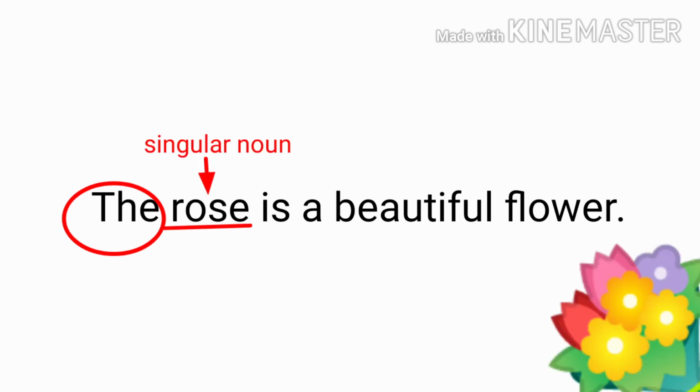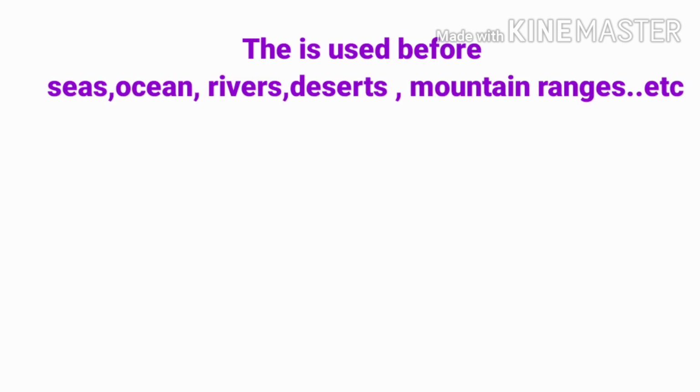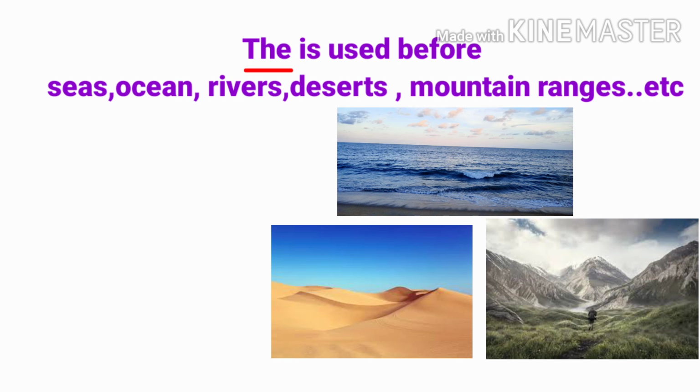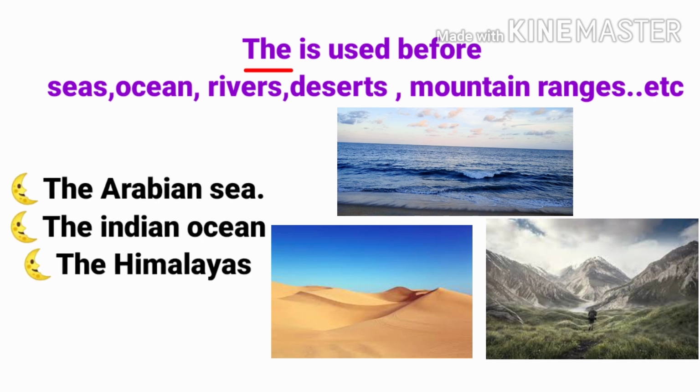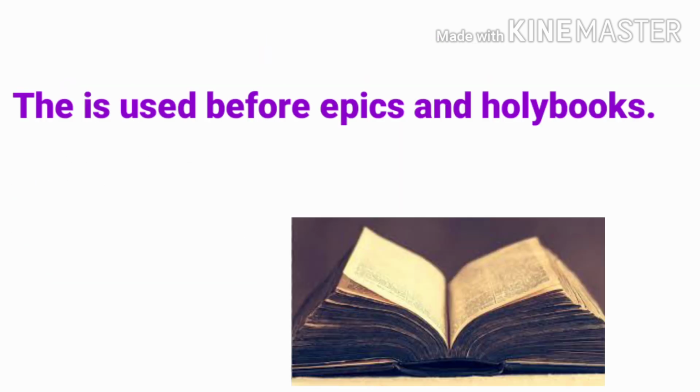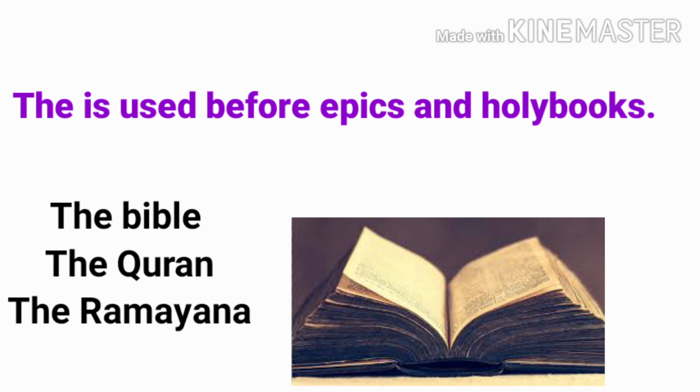The is used before singular nouns which represent a whole class. You see an example, the rose is a beautiful flower. Here, rose denotes all rose flowers. So, the rose is a beautiful flower. Definite article the is used before seas, oceans, rivers, deserts, mountain ranges, etc. Example, the Arabian Sea, the Indian Ocean, the Himalayas, the Sahara, the Ganga. Definite article the is used before epics and holy books. Example, the Bible, the Quran, the Ramayana, etc.